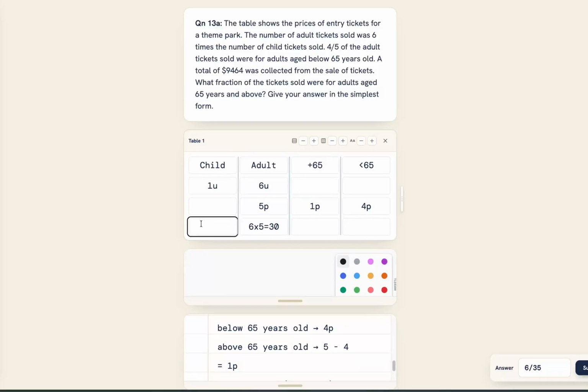That means the child is 1 times 5 is 5. And then for the adult that is above 65, you will times 6 is 6. And then this is 4 times 6 is 24. So give your answer in the simplest form.